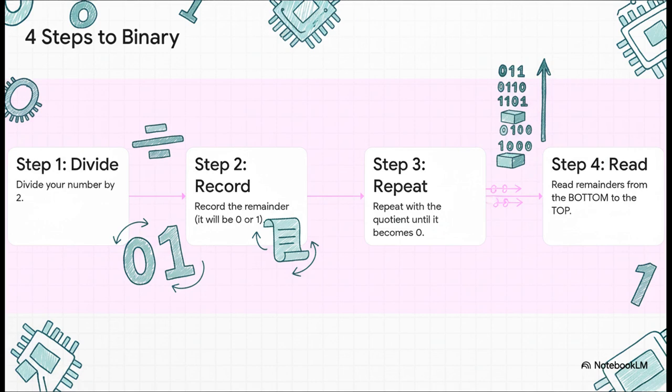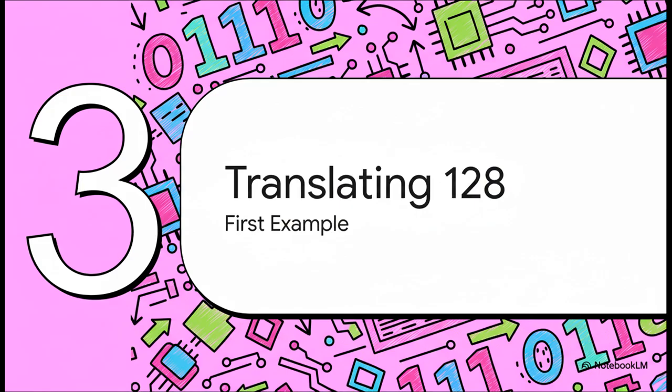Okay, here's the whole game plan in 4 simple steps. First, you take your number and just divide it by 2. Then you write down the remainder, and it's always going to be either a 0 or a 1. Then you just take the answer you got, the quotient, and you do it all over again until that quotient becomes 0. Now here is the absolute most important part, the one everyone forgets. To get the final binary number, you read that list of remainders you wrote down from the bottom to the top. All right, enough theory. Let's actually put this into practice and see how it works.